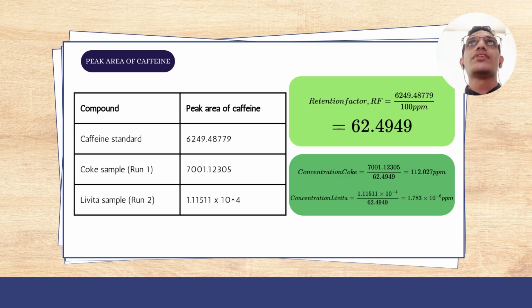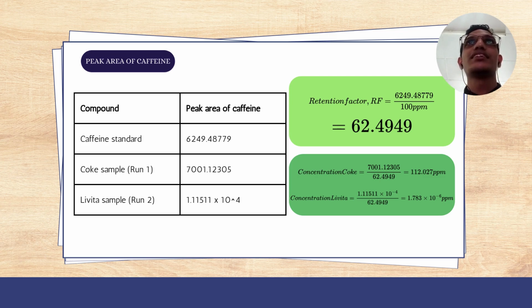In order to find the concentration of caffeine in the samples, we have to divide the peak area by the retention factor. In order to find the retention factor, we have to divide the peak area of the caffeine standard by its concentration, which is 0.1 milligram per milliliter or 100 parts per million.